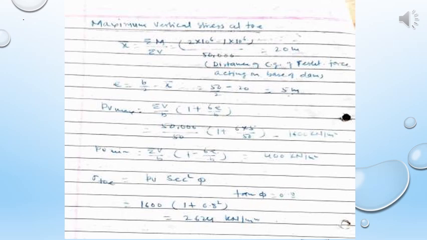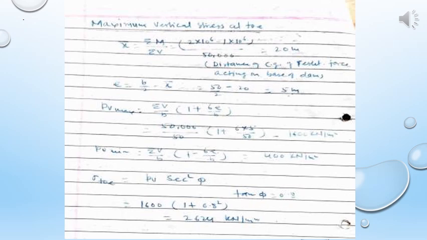And determine the value of x. So, this is the point of location of the resultant from the toe. So, this is the summation of the M upon summation of the V. So, summation of the M means 2 into 10 to the power 6 minus 1 into 10 to the power 6, divided by 50,000. So, that will come out to 2 meter.